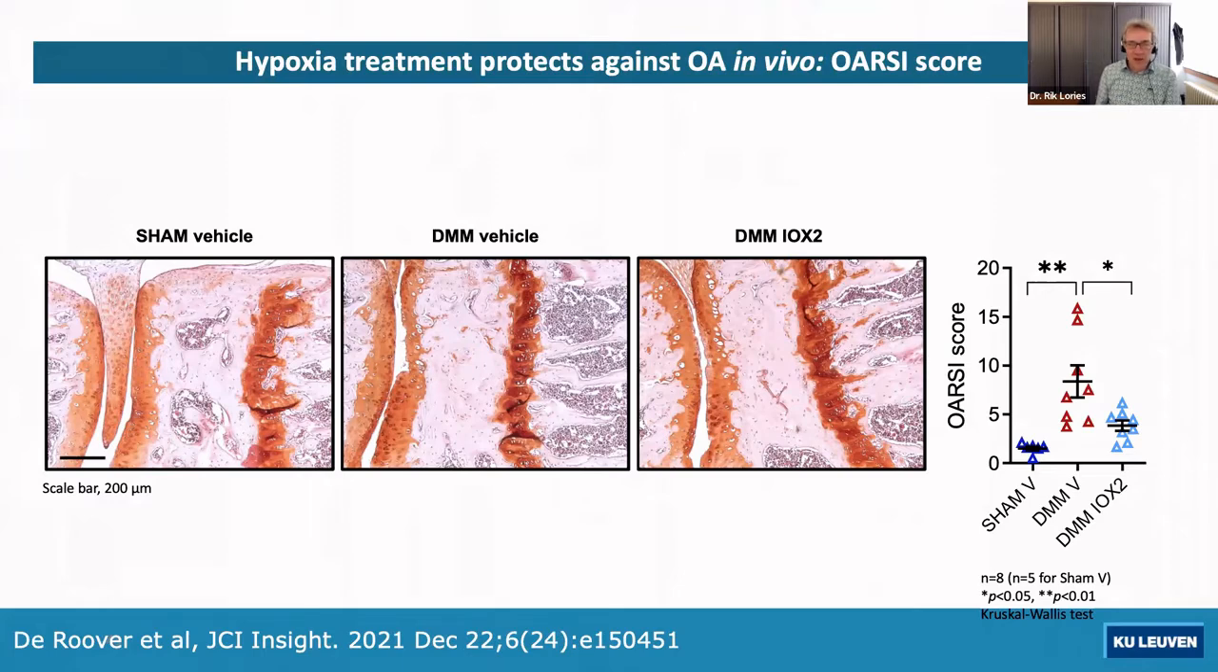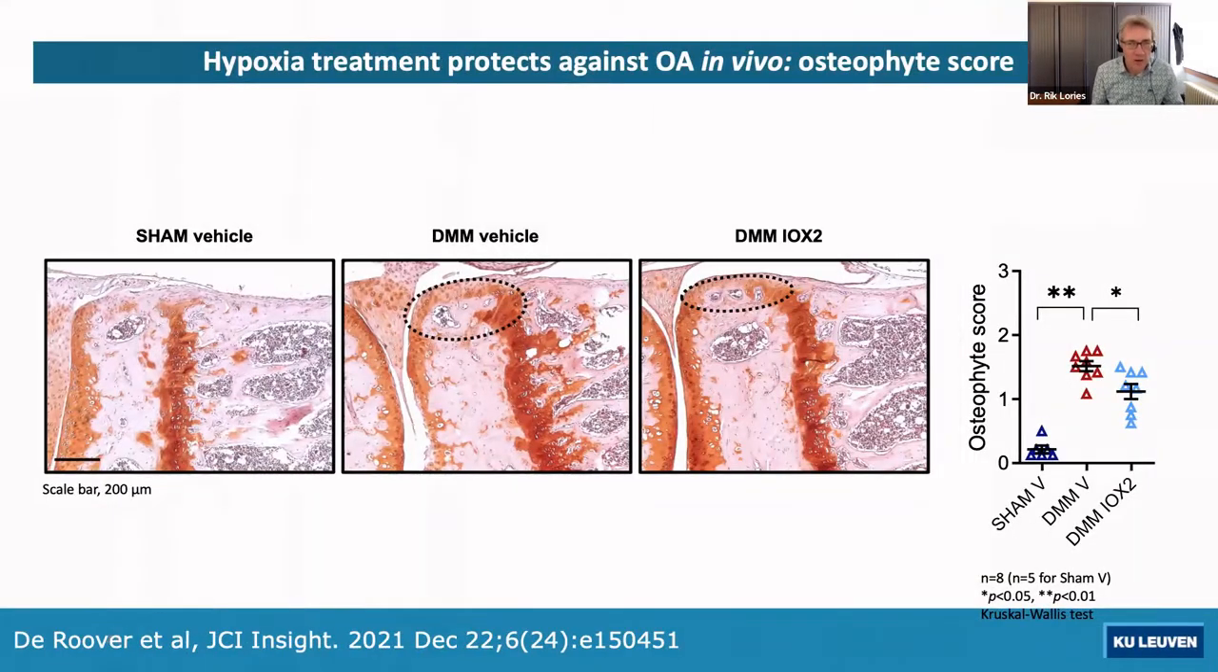What we could demonstrate is that in the presence of IOX2, by recreating a more hypoxia-like environment, the articular cartilage was protected when performing a histological analysis using the OARSI score. Quite interesting, but is this also linked with DOT1L activity and with the DOT1L product? And effectively, not only did we see it at the level of the articular cartilage, we also saw it at the level of the osteophytes that are forming.